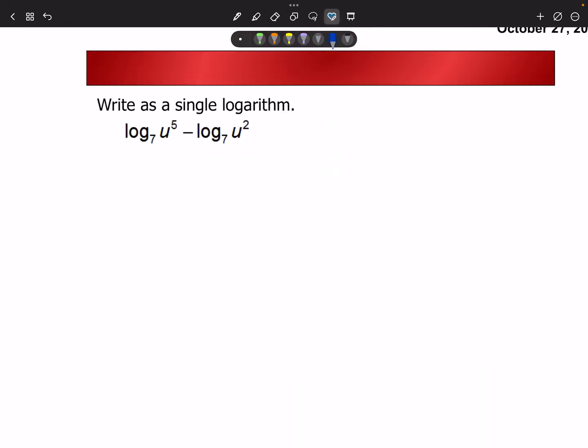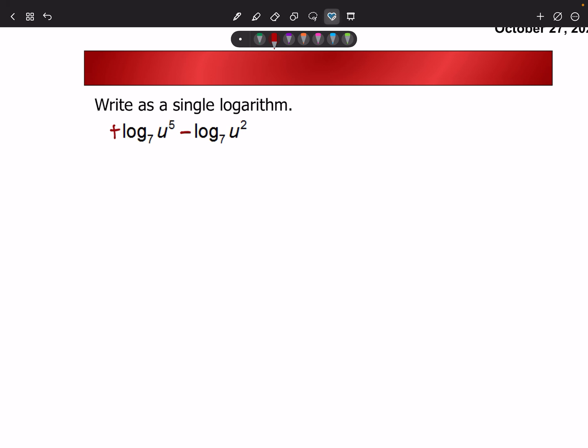Here we have log base 7 of u to the 5th minus log base 7 of u squared. So I've got two logarithms. They have the same base. The first is a positive logarithm, and the second is a negative logarithm. Positive logarithms, their arguments go in the numerator, and negative logarithms, their arguments go in the denominator. So we're going to be able to condense these two logarithms because they have the same base.